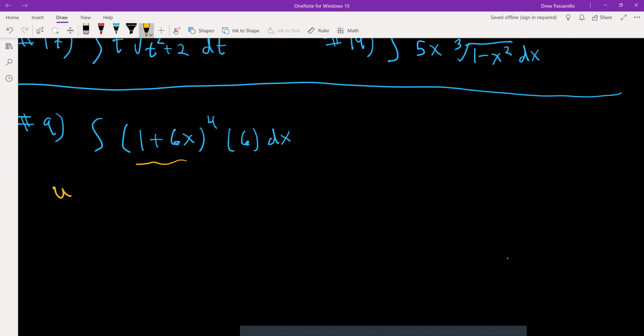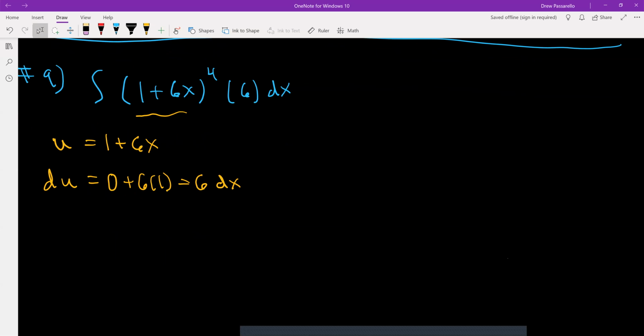So if I let u be 1 plus 6x, then I've got u to the 4th. Now I need to substitute something in for 6 dx. Well, taking the derivative, knowing that u is 1 plus 6x, that means du, and then you take the derivative of 1 plus 6x. The derivative of 1 is 0 because that's a constant, so I'll go ahead and write it out: 0 plus 6 times 1, which is 6. And like in the previous video, we're going to attach a dx on the right side for our derivative involving x.